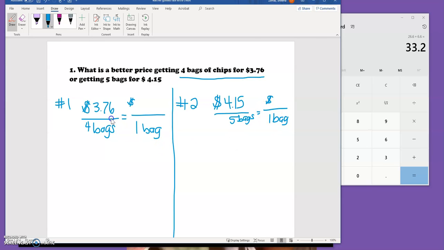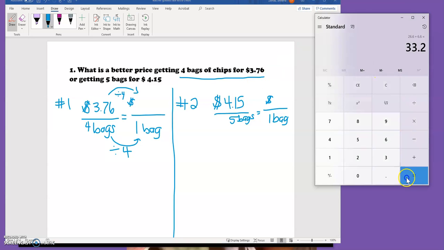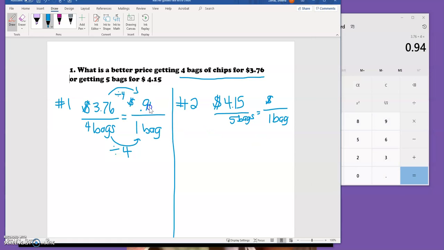When we are making equivalent rates, remember we can multiply or divide. And so I want to identify how am I going from 4 bags to 1. And I'm doing that by dividing. 4 divided by 4. And I'm going to show my work like this, but I am going to do this division step on a calculator. So $3.76 divided by 4 tells me that if I was going to buy just 1 bag, it would cost me 94 cents.